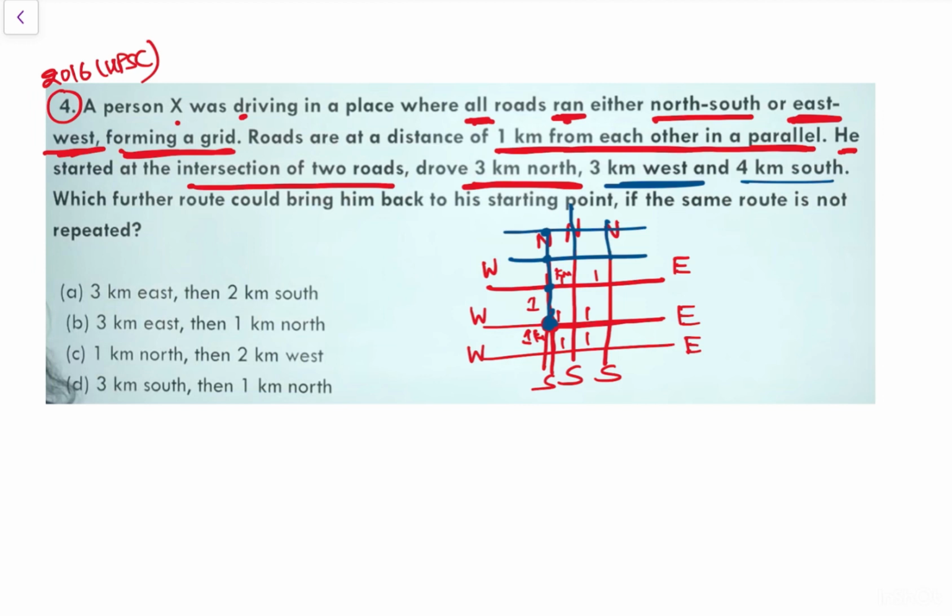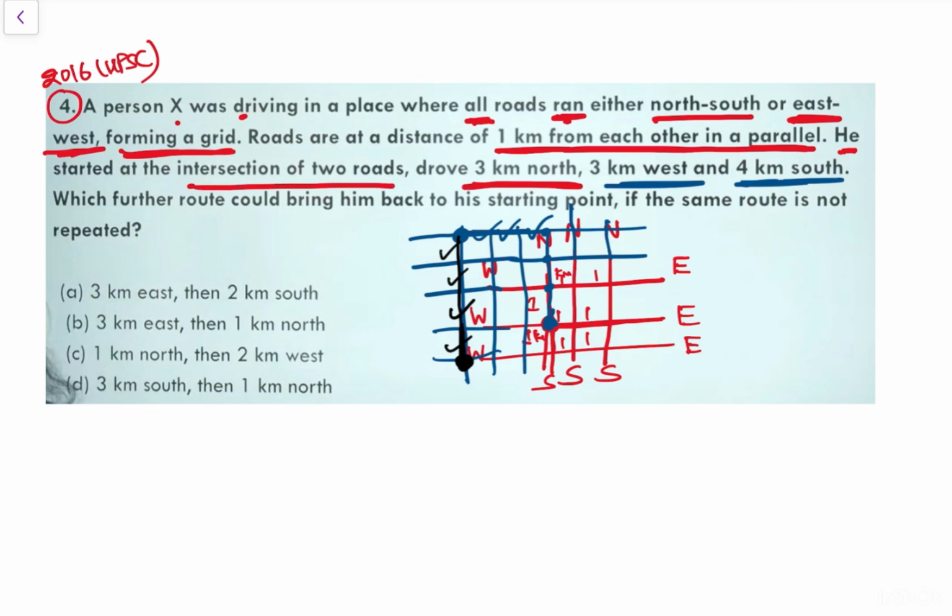3 kilometer west, so 1 2 3, ठीक है, 3 kilometer west, so he reaches this place. So 1 kilometer, 2 kilometer, 3 kilometer, and 4 kilometers south. So from here he reached again, like 4 kilometer south. So 4 kilometers south is here. 1 2 3 4 kilometers south. So right now he is here.